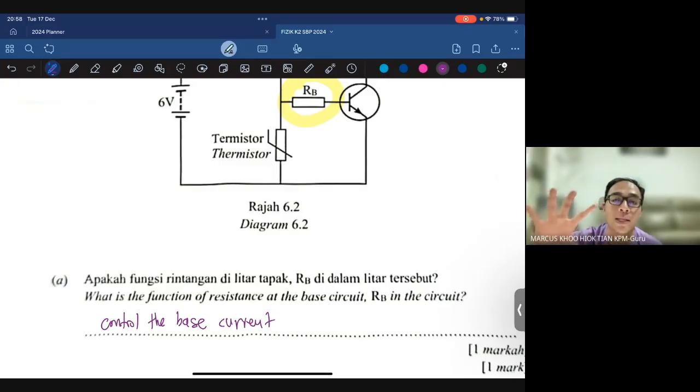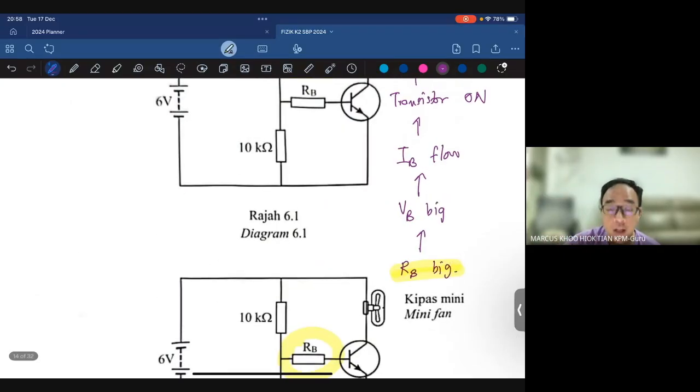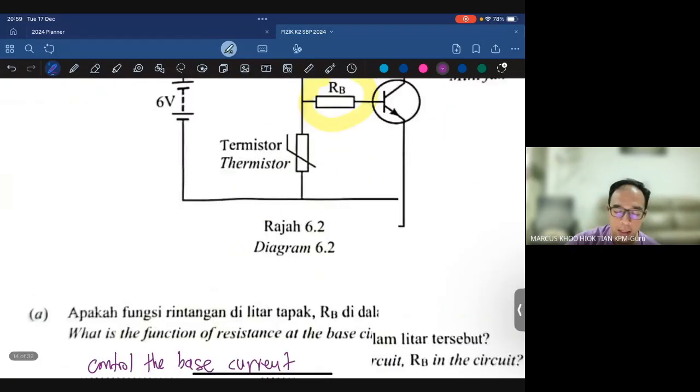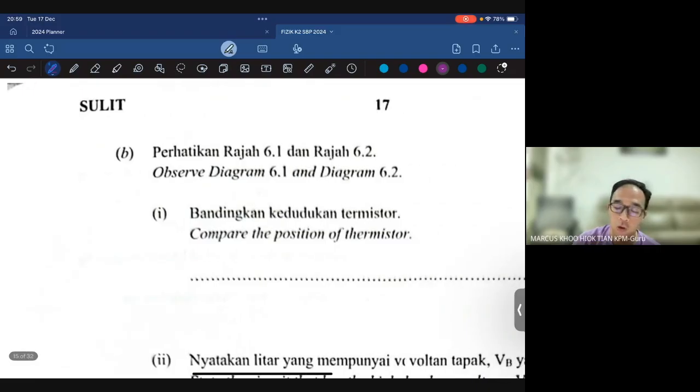Sensitive components lah. You cannot have too big of a base current, but you need to have it big enough so that your transistor can switch on. So it's kind of like Goldilocks and the Three Bears, like, big but not too big, hot but not too hot, cold but not too cold, things like that lah. So base current needs to be just right, and the function of RB, this RB over here, is precisely that. Its function is to control or limit the base current. To limit the base current, to control the base current.